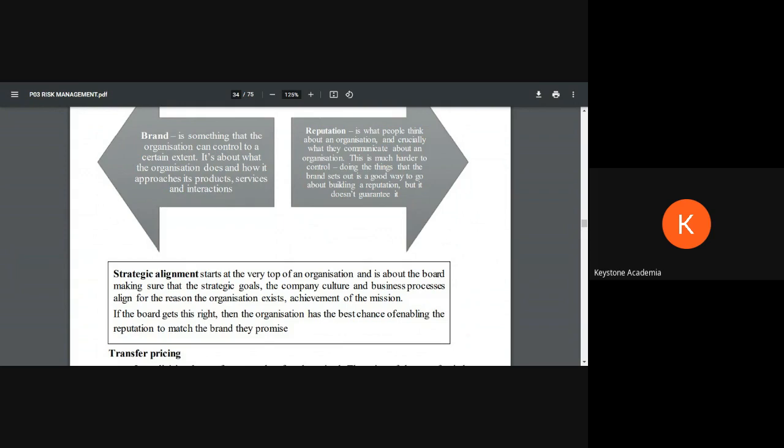Strategic alignment starts at the very top of an organization. It is about the board making sure that goals are achieved. So strategic alignment, if you are doing, then next they are talking about transfer pricing. All of this can be a source of a reputation risk also. Transfer pricing is like we increase the profit where the tax is low and decrease the profit where the taxes are high. I was just giving the Amazon example like that. So if it comes out, this is not illegal, but people will think, okay, this company is not serious. Serious as in they don't want to pay taxes here. So the local population can have a bad image about it. So it can also lead to a reputational risk.